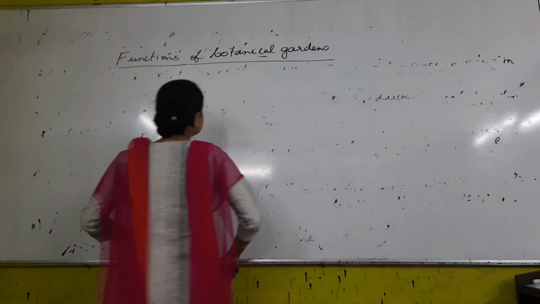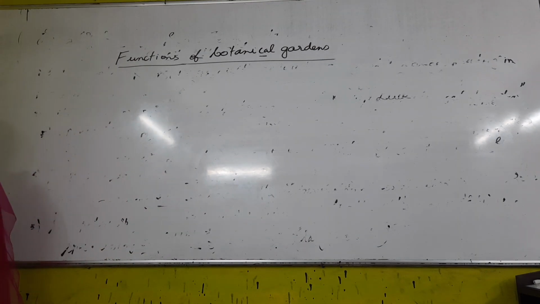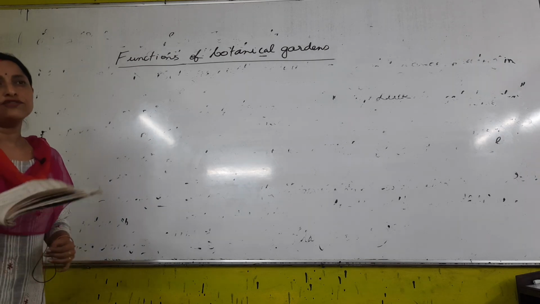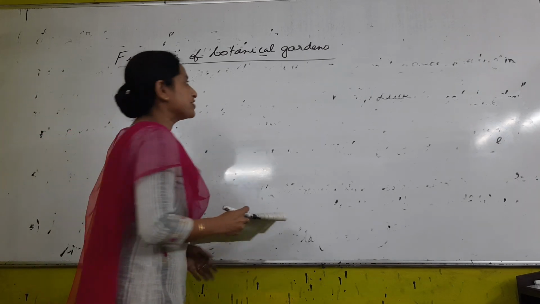Next, functions of botanical garden. Functions of botanical garden from the board's point of view, and from the entrance point of view, is just ex situ conservation. Here a question is reported.